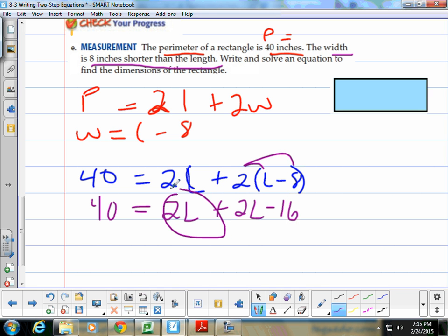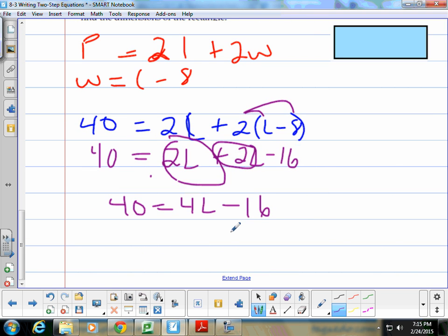So I combine my like terms. Oopsie, that got a little aggressive. 40, I'm going to rewrite this right down here. 40 is equal to 4 times the length then, 2L plus 2L minus 16. So I combine like terms and distributed, so now I'm ready to solve. I add 16 to both sides. And I get 56 is equal to 4 times the length. So I divide by 4.